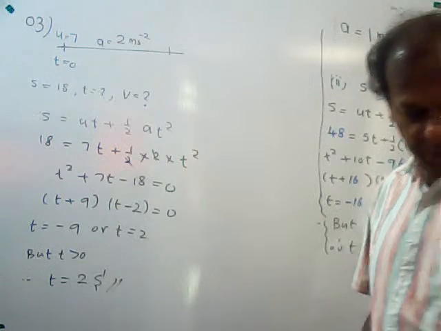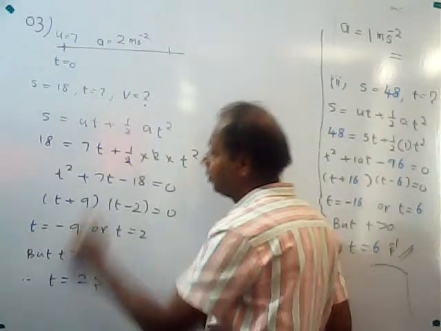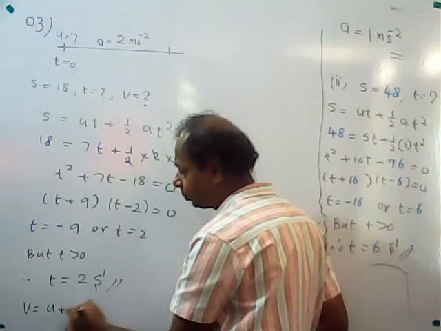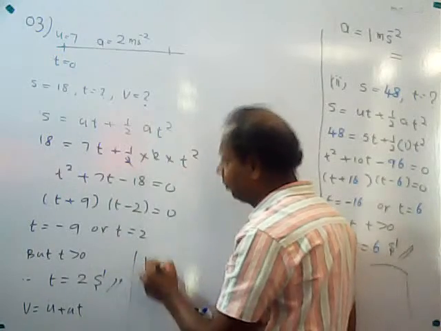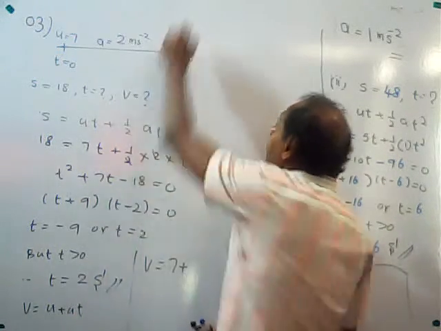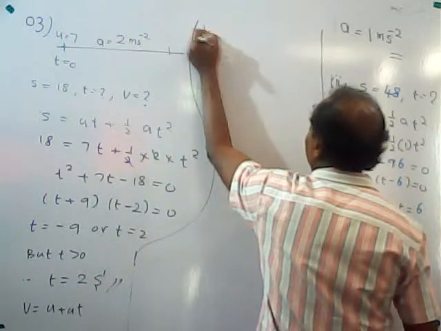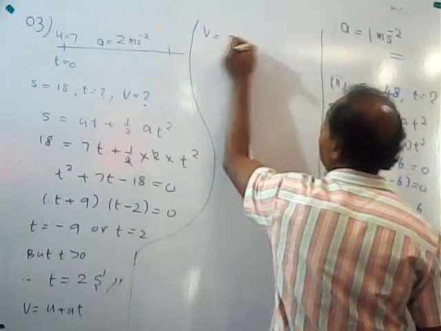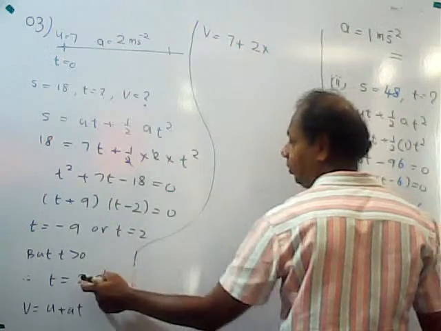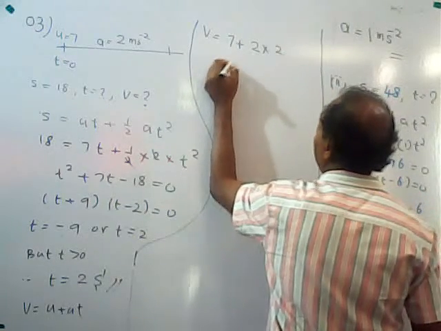And we need speed also. To find the speed or the velocity, apply v equals u plus at. You get v equals u is 7 plus 2 into t. T we found it is 2. So it's 11 ms minus 1.